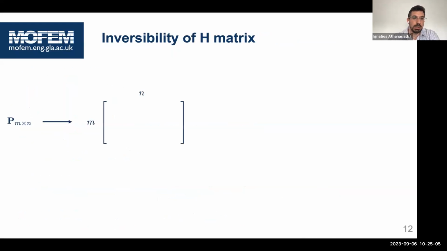So in order to explain why we need to have this relationship, I'm going to give a brief introduction on rank relationships. You can think of a matrix that is m by n. It doesn't matter whether it's a square or not.